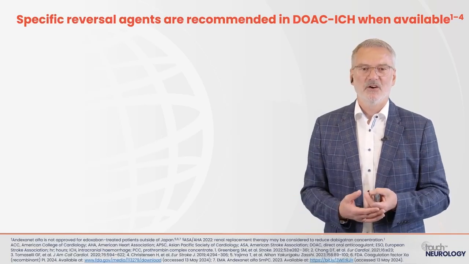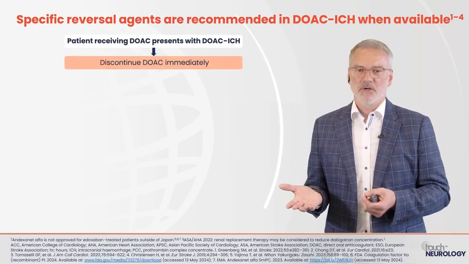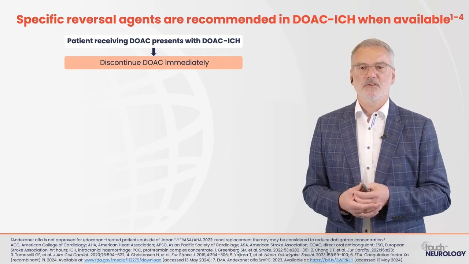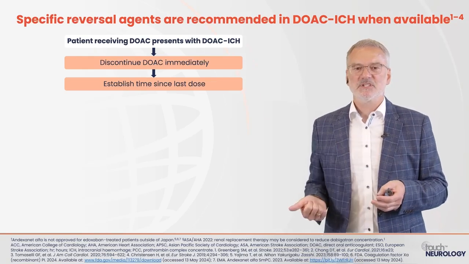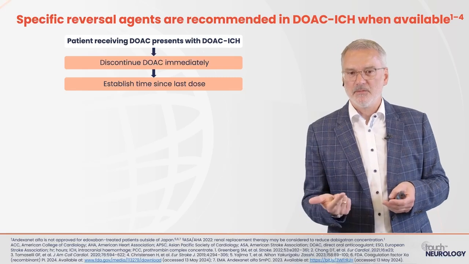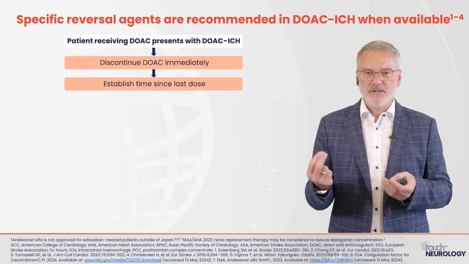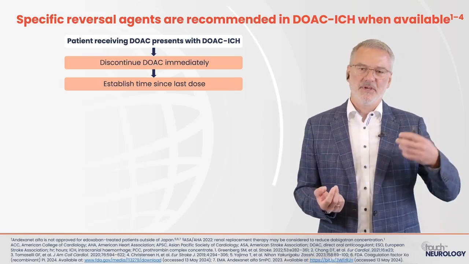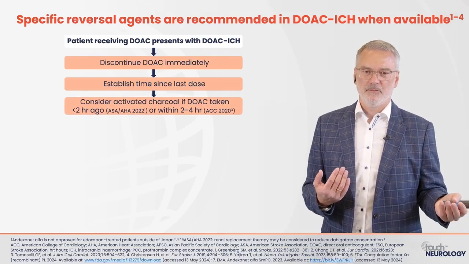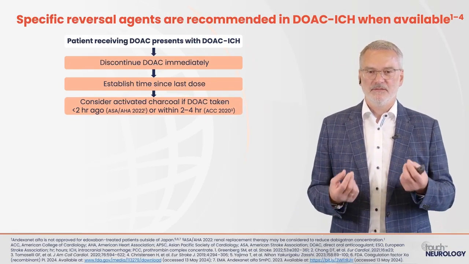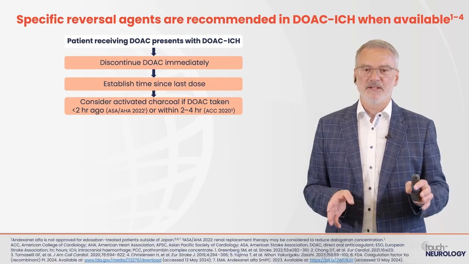Still, there are recommendations how to approach a DOAC-related ICH patient. First is discontinue DOAC immediately. That makes sense, and that is consistent across the guidelines. But then the drug that is still in the body needs to be considered. So establish the time since last dose, establish the type of the DOAC, establish the dosage of the last intake. So this gives you a clinical assessment of how likely it is that the patient is still on high concentration of DOAC in the blood. If the drug was taken within the last 2 hours, some guidelines recommend activated charcoal enterally to bind those DOAC portions that are still in the gut and not in the blood.